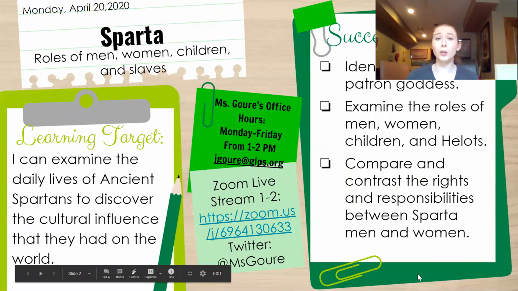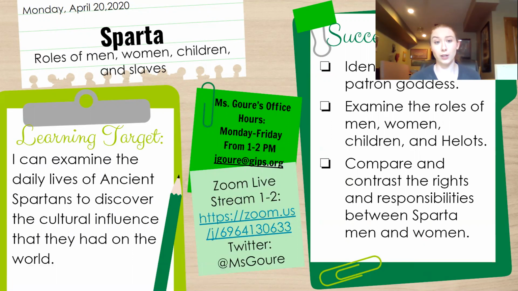So your learning target is I can examine the daily lives of ancient Spartans to discover the culture influence they had on the world. And today we're just mainly looking at the roles of each of those citizens, okay? We're going to get further into this week, the government, and we're going to look really in depth on the military, and we're going to get really into Sparta. All right, this is a really fun city-state to talk about.